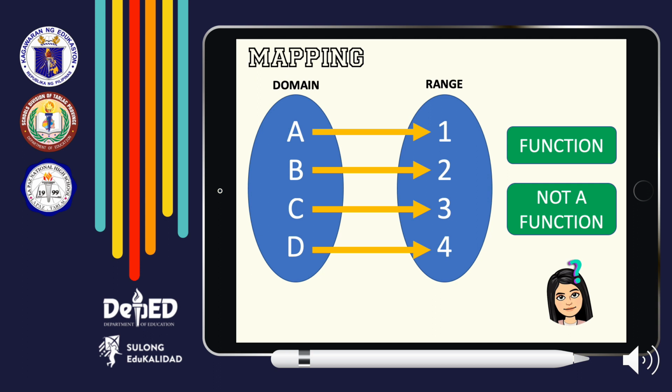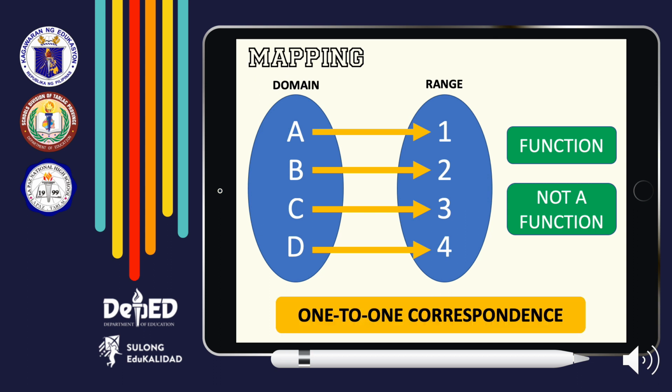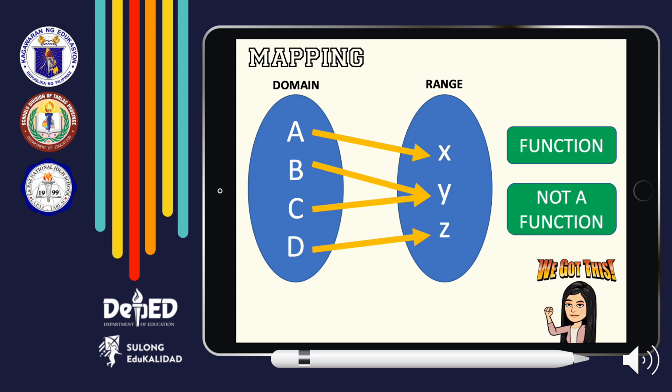So as you can see, every element in our domain is being paired to only one value of y in our range. So that means this is an example of one-to-one correspondence, and it shows that this is a function. Now, can you identify if the given example is a function or not a function? You may pause this video.